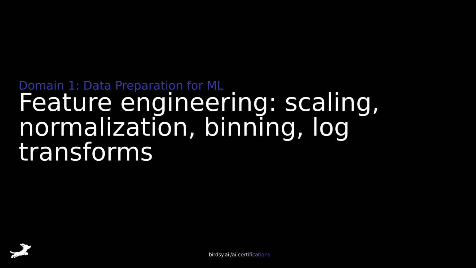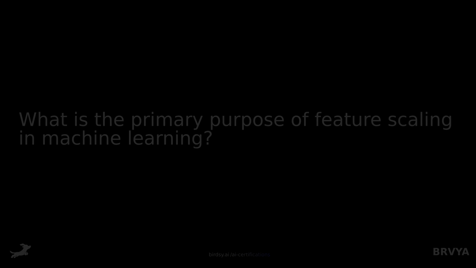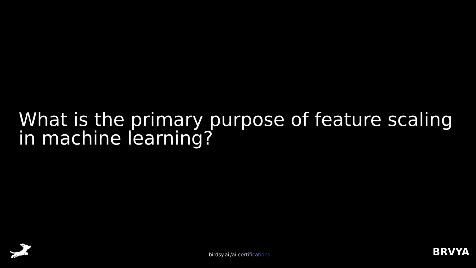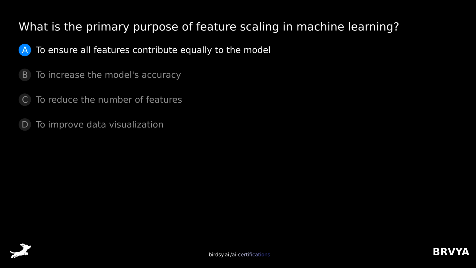Feature engineering: scaling, normalization, binning, log transforms. What is the primary purpose of feature scaling in machine learning? Is it A, to ensure all features contribute equally to the model? B, to increase the model's accuracy? C, to reduce the number of features? Or D, to improve data visualization? The answer is A, to ensure all features contribute equally to the model.